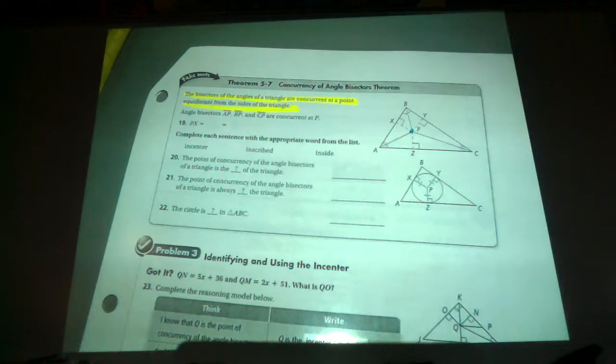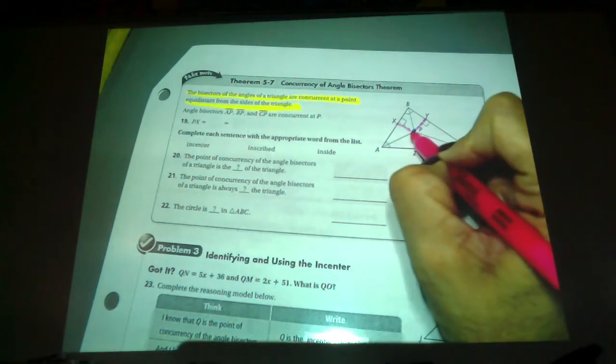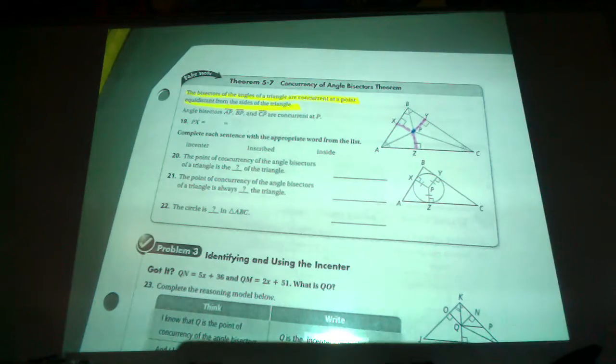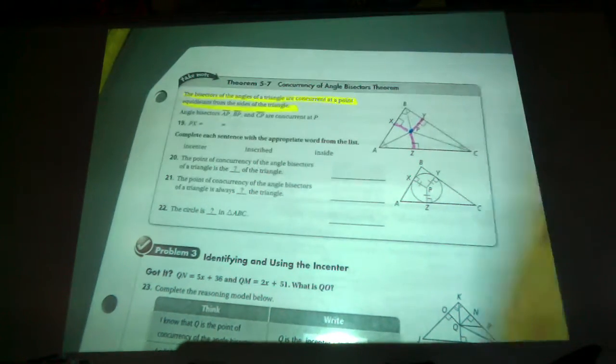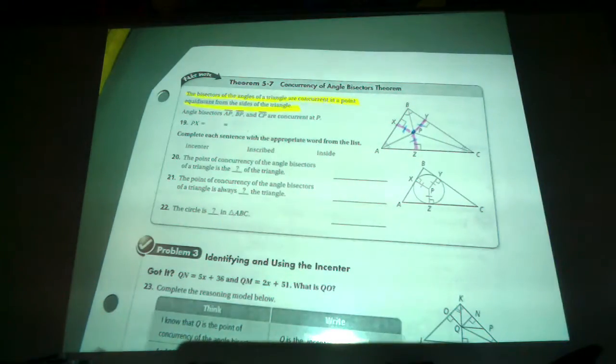So they actually belong to the perpendicular bisectors. So those pieces are the pieces that are equal. Equal, equal, equal.